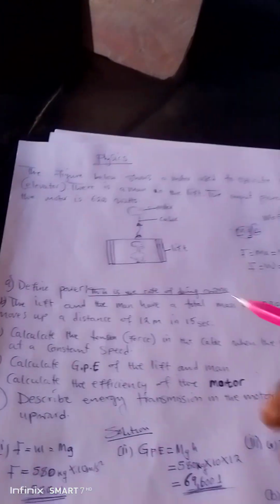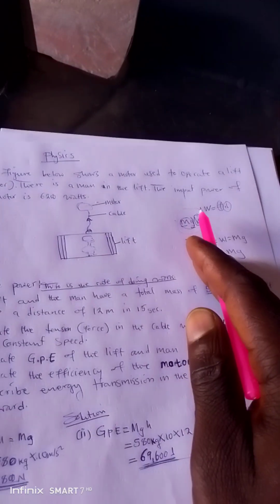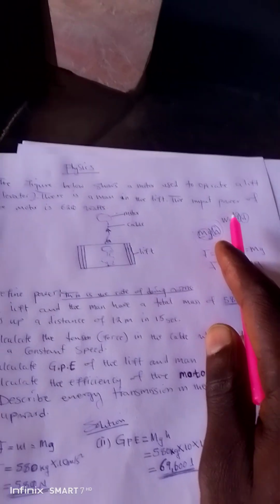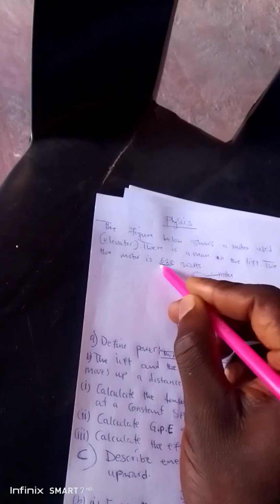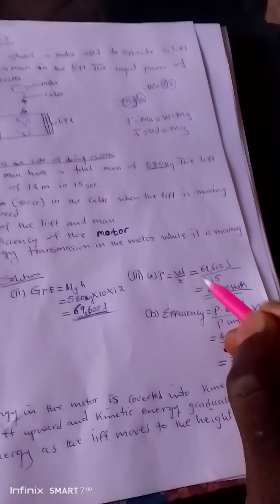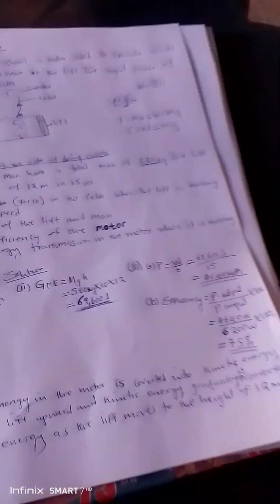Okay, so now if you look at the question, we are told that the input power of the motor is 6,200. So this is the power input. Now we need to calculate, before we find efficiency, what the power output is, the power that was actually used.